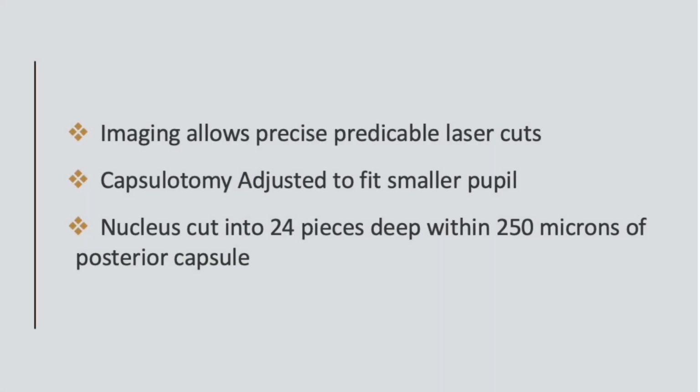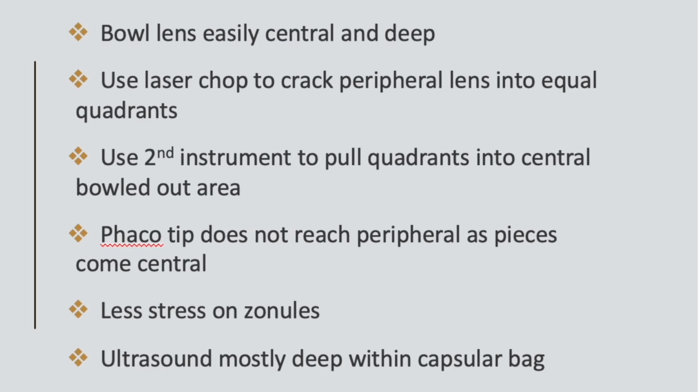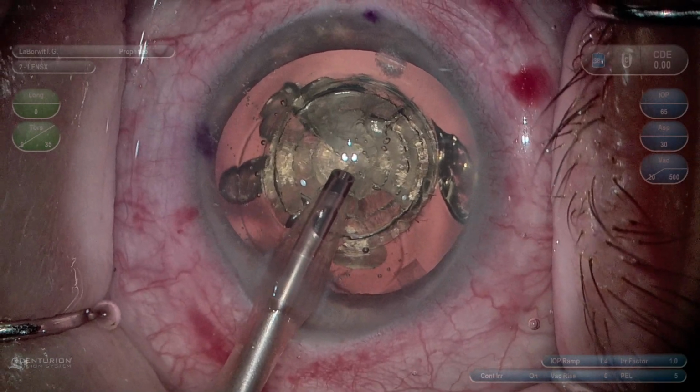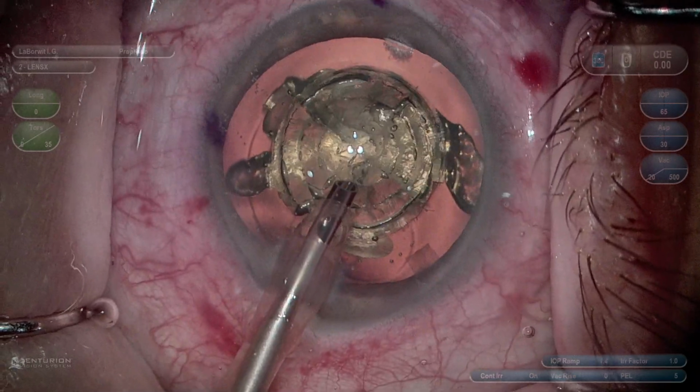The imaging does allow precise, predictable laser cuts. The capsulotomy is adjustable, but you have these pieces now that I call bowling the lens out, which I would never do in a typical case. However, here the laser can be leveraged to crack and chop and remove pieces, and then everything's a known size. So let's look at this surgically.